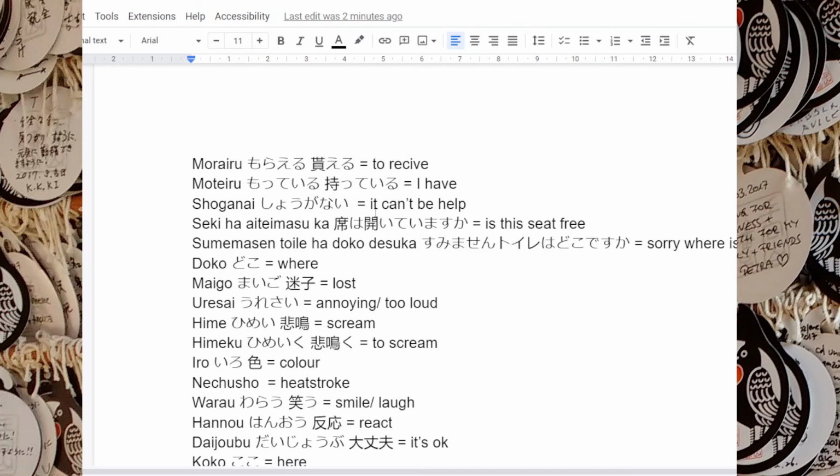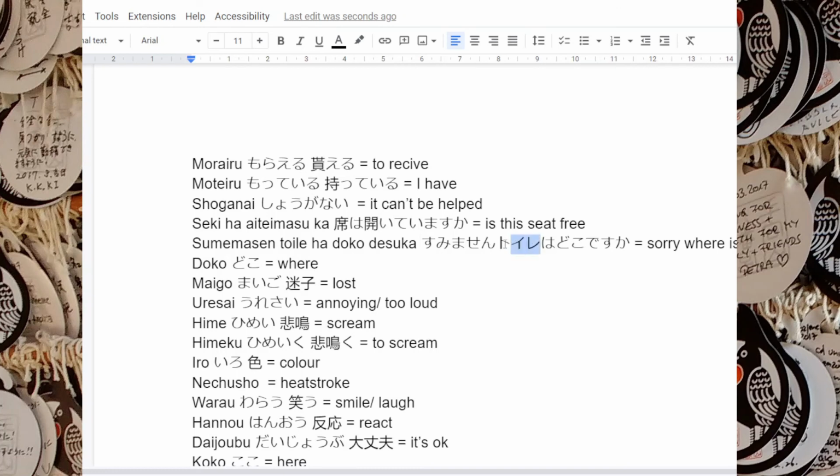Shoganai. Some of you guys know that from that Kali song. Shoganai, not shiganai. Shoganai, because it's the OU. Shoganai. Can't be helped. Definitely didn't edit that there. Another useful term that you may want to use when going to Japan is seki wa aiteimasu ka? Is this seat free? And again, another very useful one. Sumimasen, toire wa doko desu ka?